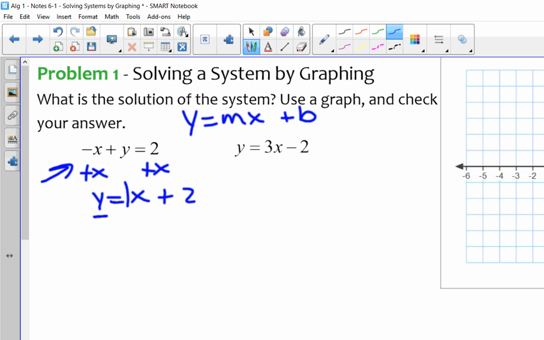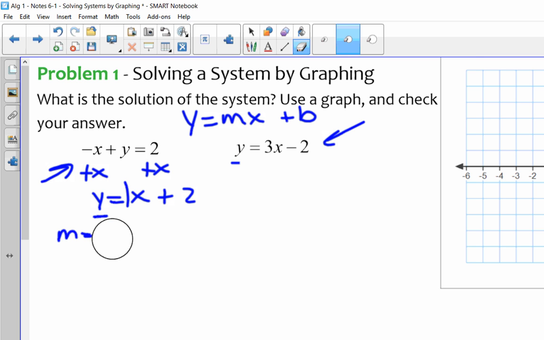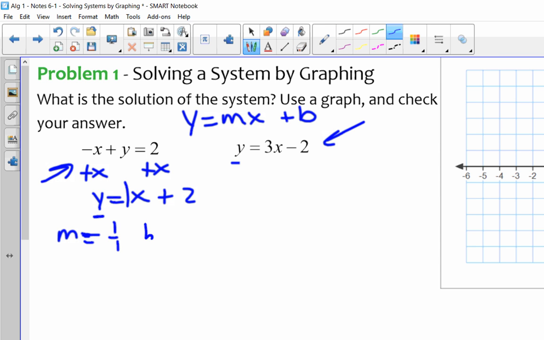Remember, there's a 1 right here. I'm going to check the other one, just since I'm doing this. y is by itself, so I'm good to go. And let's get in the habit here. In this one, my m is positive 1 over 1, and your b is 2. Here my m is 3 over 1, and my b is negative 2. Don't forget to bring that sign with it. Now I've got both my slopes and my y-intercepts, my starting points, so I can go ahead and graph.